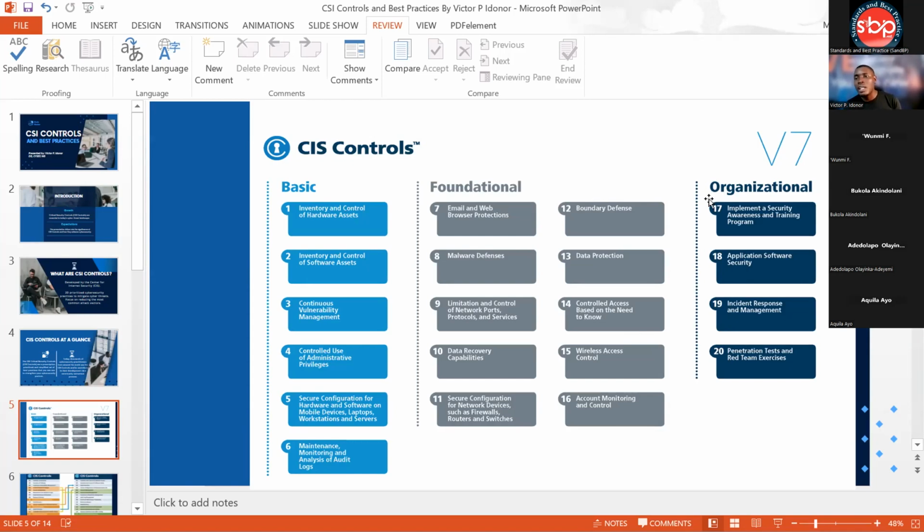Then under the organizational, it talks about implementing a security awareness and training program. Human is the weakest link in the chain. This training is for all staff from the top to the bottom. None should be excluded from that.